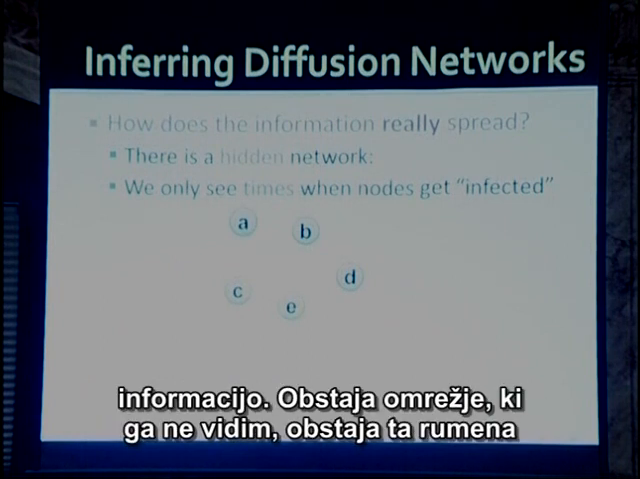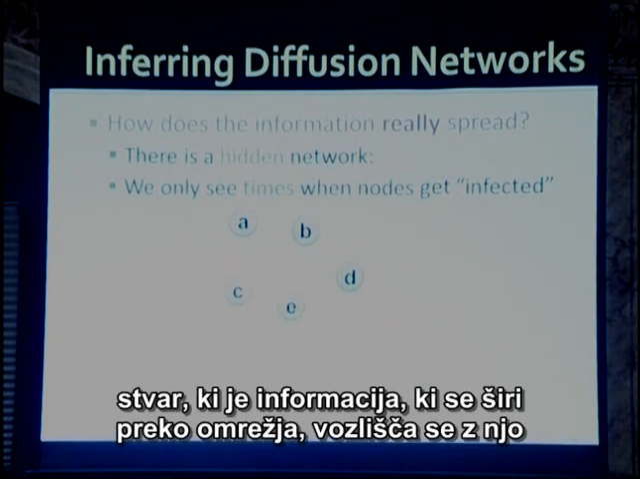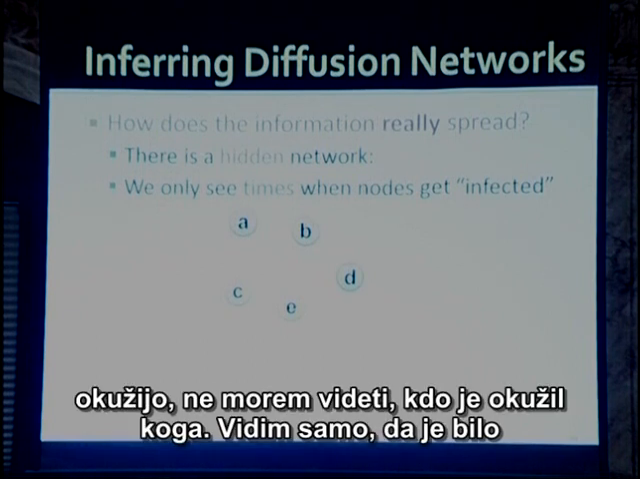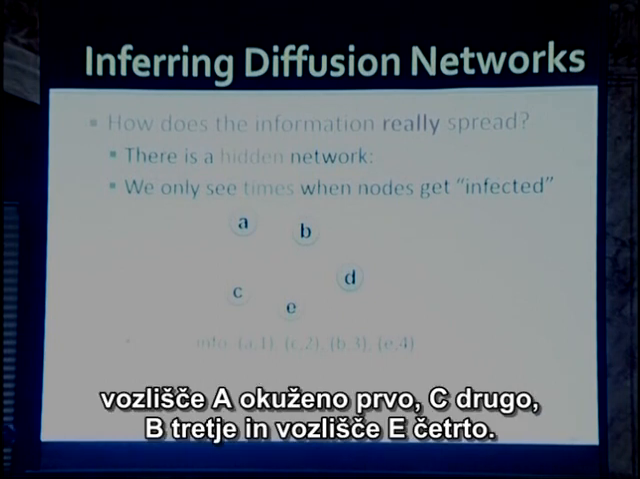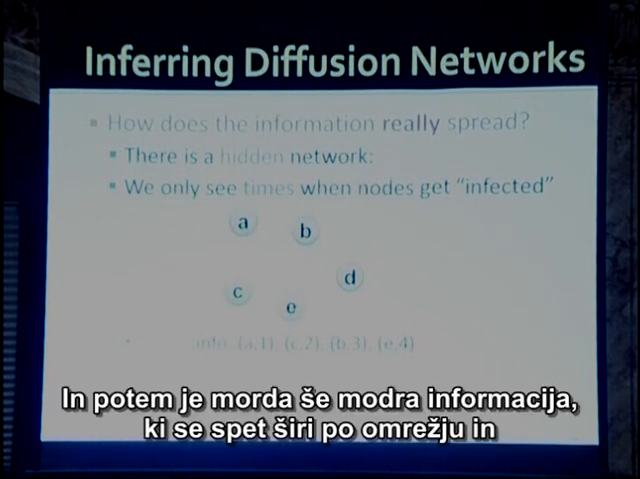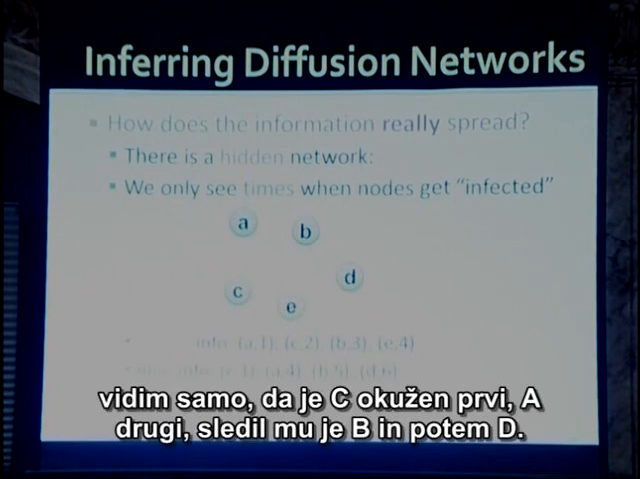So the idea is that there is a network that I don't get to see. There is this yellow piece of information that spreads over the network. Nodes get infected by it, and I don't get to see who infected whom. All I get to see is that, for the yellow information, node A was infected first, C was second, B was third, and E was fourth. And then maybe there is the blue piece of information that again spreads over the network, and all I get to see is that here C was infected first, A was second, followed by B and then D.